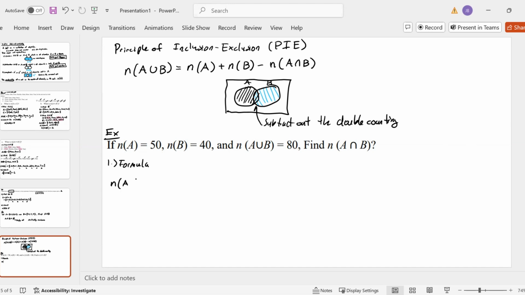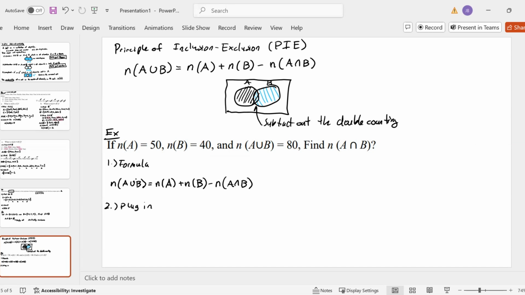So we use our formula: the cardinality of the union equals the sum of the cardinalities, minus the intersection. The key thing is don't get these mixed up. Don't put the union and the intersection backwards. I've seen people do that. You just have to memorize the formula. And then step two is to plug in.